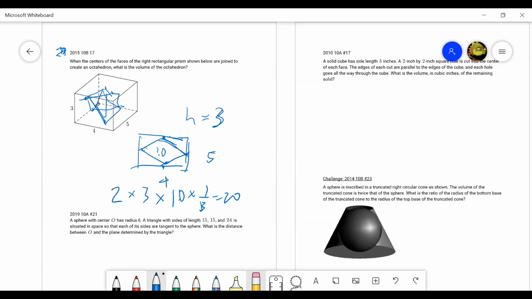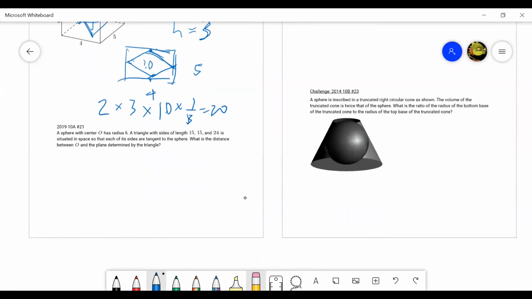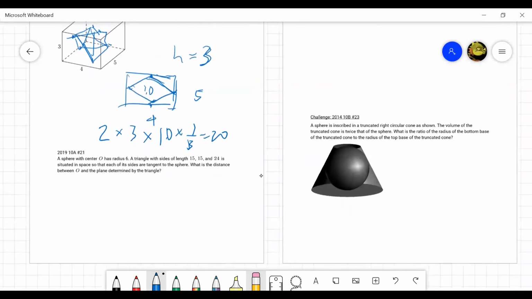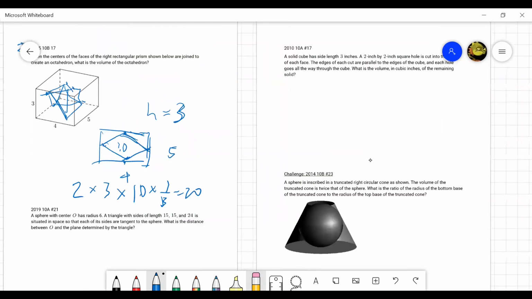Okay. Yeah. So I guess we have 2 more problems left to do. A sphere with center O has radius 6, a triangle with sides of length 15, 15, 24 is in space, so each of its sides is tangent to the sphere. What is the distance between O and the plane determined by the triangle? So this one is, I mean, it's 8.